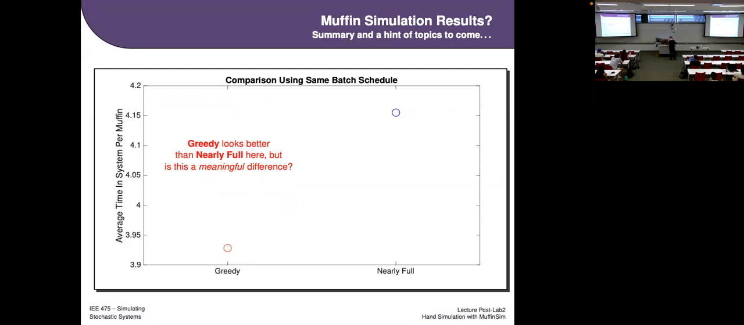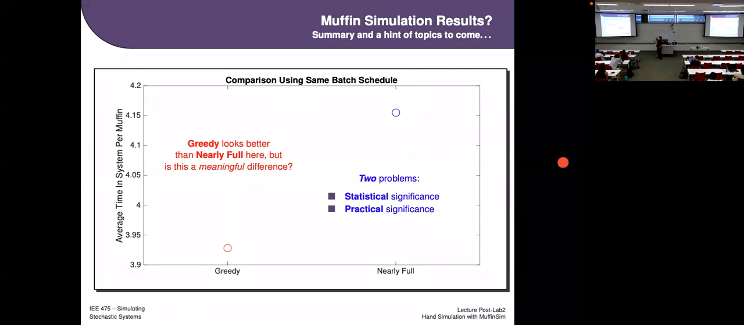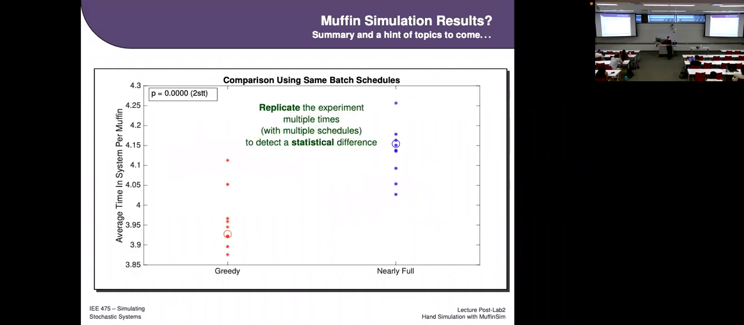Now, when you look at that single simulation, it looks like greedy is better because the muffins spend less time on average in the system. And if we only ran this one replication, that would seem like a totally reasonable thing to say. But we have to ask, is there statistical significance to this observation? And once we get that statistical significance, do we have practical significance? So let's see what I mean by that.